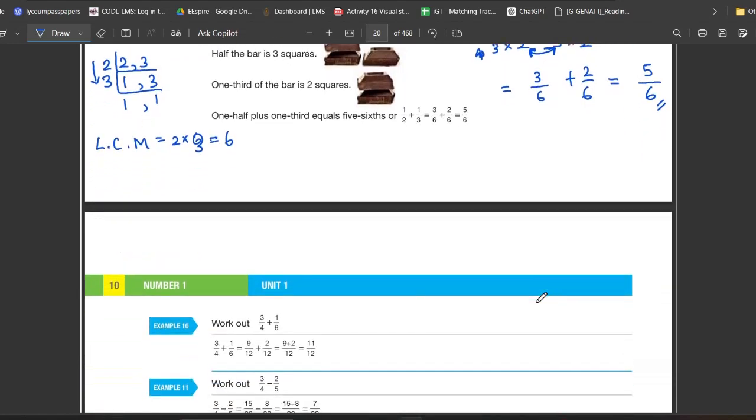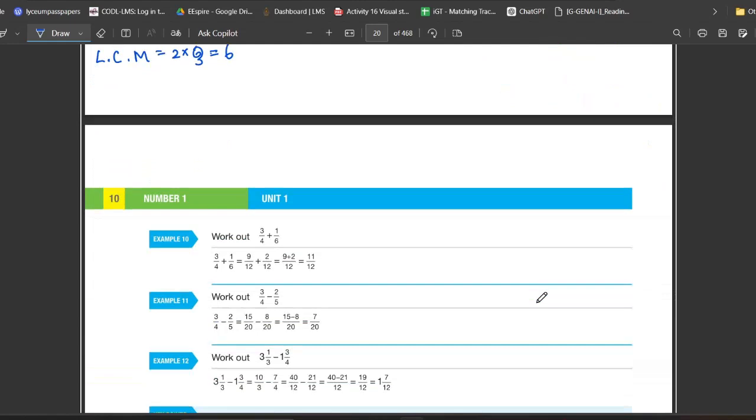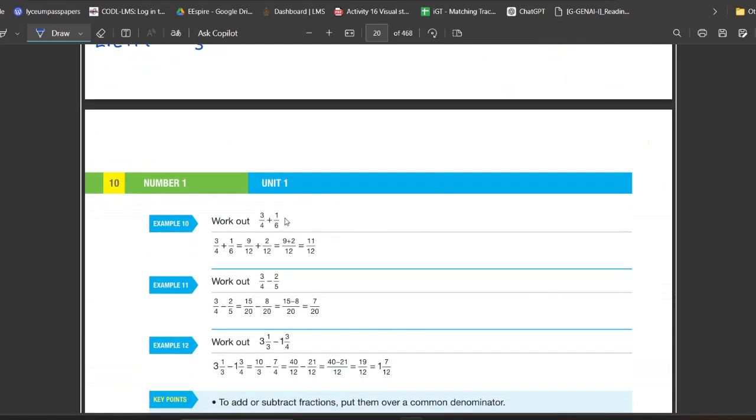So let's try one of these examples also. Let's take this: 3 over 4 plus 1 over 6. Okay, so we can see that these two denominators are not the same. So we have to find the LCM. So we are going to divide by prime numbers. 2. 4 divided by 2, we get 2. 6 divided by 2, we get 3.